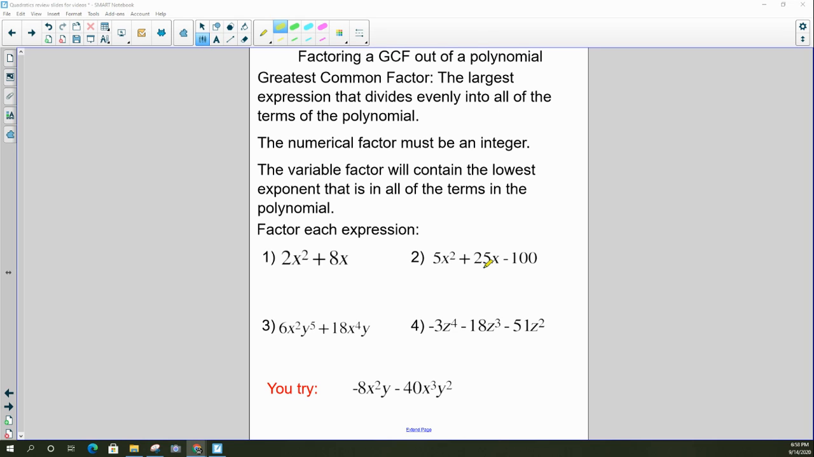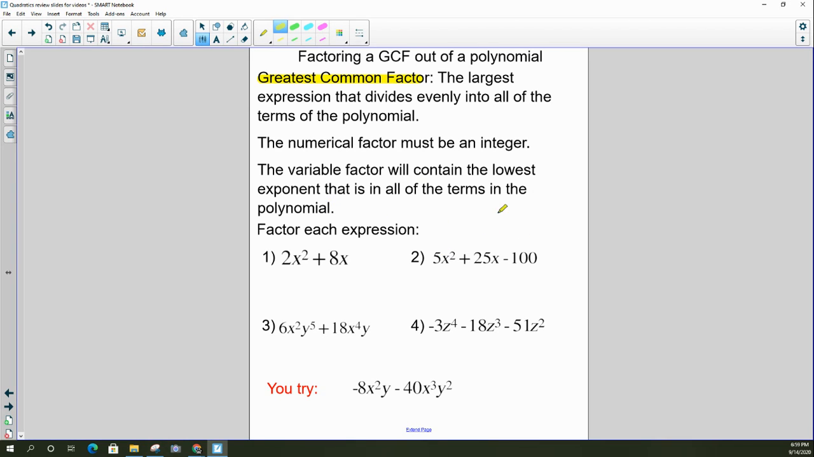All right, so this one we're going to be talking about factoring out a GCF out of a polynomial. So what we need to be aware of is what is a greatest common factor, the GCF. The GCF is the largest expression that divides evenly into all the terms of the polynomial. So not just one of the terms, but all of them. So if there's two terms, both. If there's three terms, all three of them.